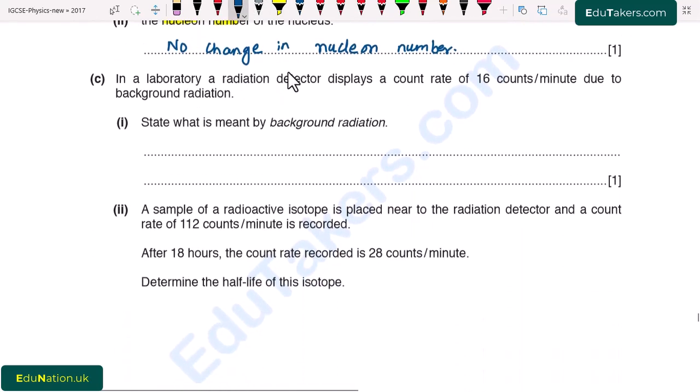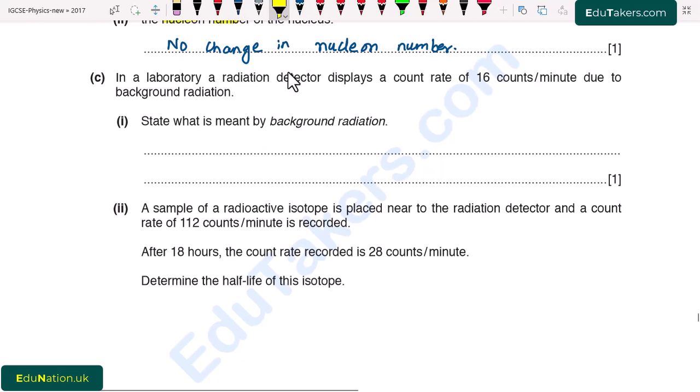Next part C. In a laboratory, a radiation detector displays a count rate of 16 counts per minute due to background radiation. So the background count is 16 counts per minute. Part 1. State what is meant by background radiation. So what is the background radiation? These are the radiation due to the environment in the absence of any radioactive sample.